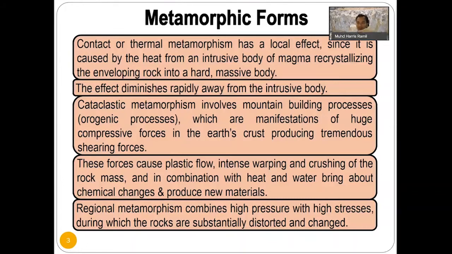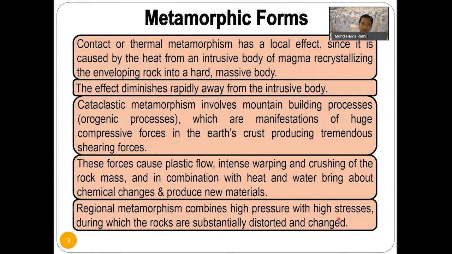So imagine that when you have these two plates and these two plates collide, these two surfaces are going to start to have lots of friction. So when they start to have lots of friction, you have the main mechanism that creates metamorphic rock, heat and pressure. So with that, you are going to create metamorphic rock as well. This force causes plastic flow, intense warping and crushing of the rock mass, and in combination with heat and water brings about chemical change and produces new materials. So regional metamorphism combines high pressure with high stresses, during which the rocks are substantially distorted and changed.